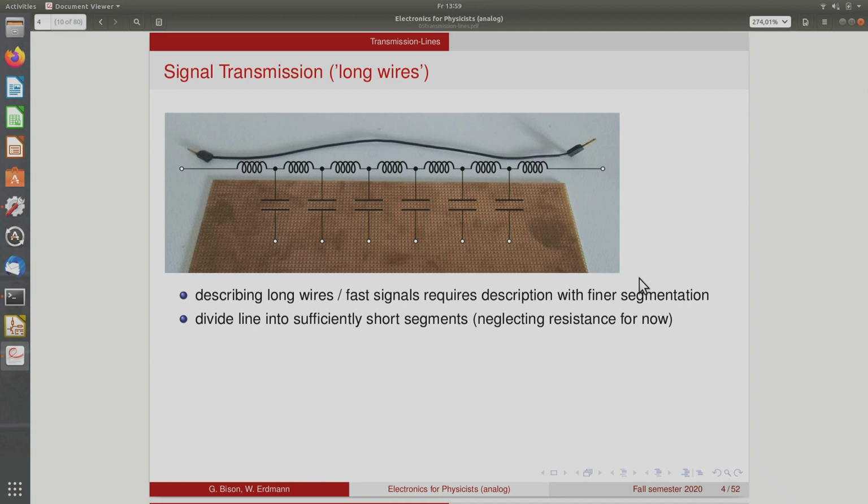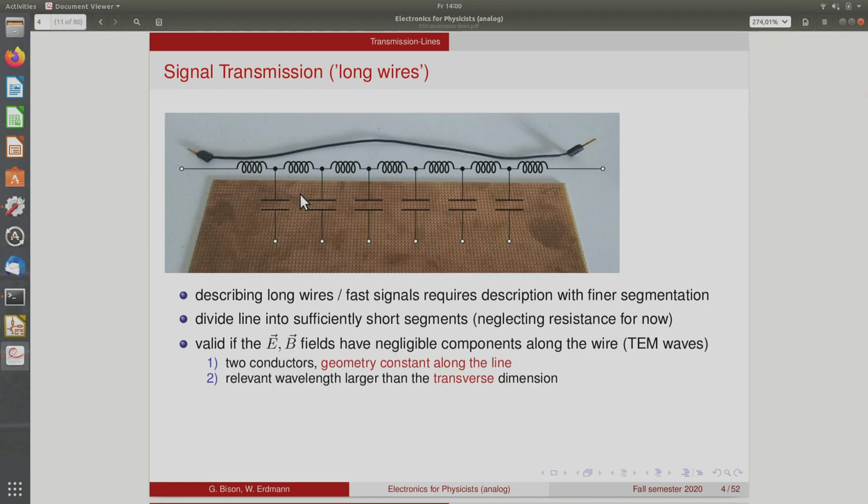And in order to describe a long wire where your signal will do many waves, you cannot just do one of these RC, LC blocks. You have to separate your model into finer segments. And for the rest of this talk, or for most of this lecture, we will neglect the resistance and just look at systems that consist of inductance and capacitance.